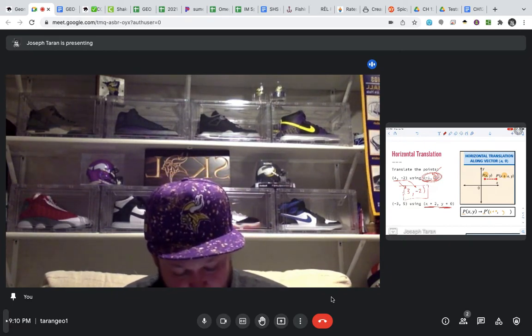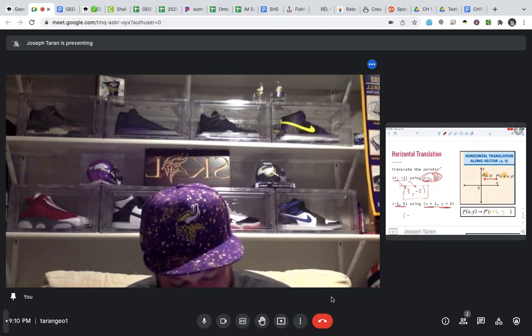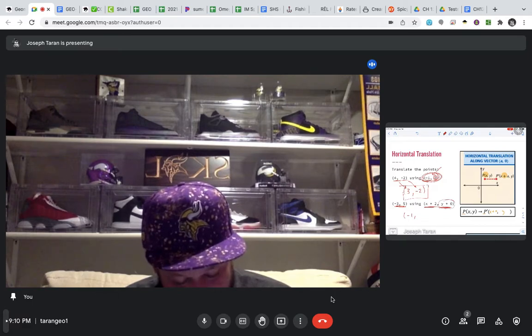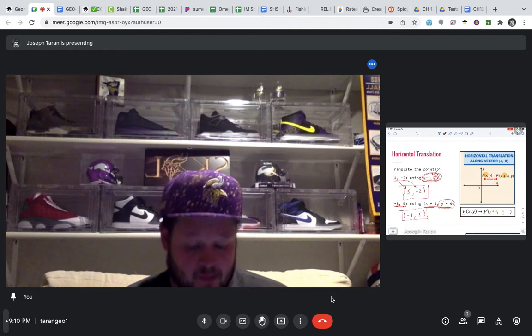Looking at this other type, we have negative 3 comma 5. We're going to add 2 to that, so that's going to be negative 1. And we're not going to add anything to that one, so we're just going to go 5 right there. And that would be my new coordinates.